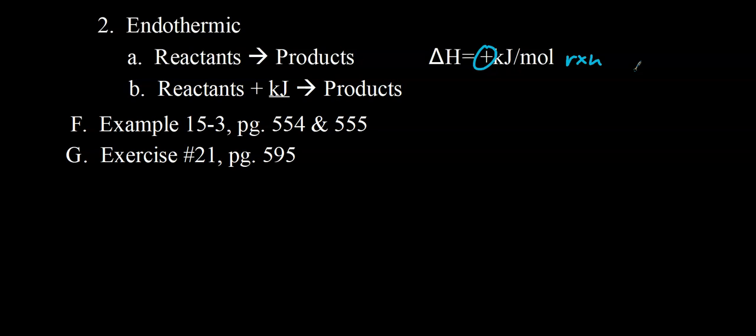All right, let's take a look at some examples. First, on page 554, example 15.3, it says when 2.61 grams of dimethyl ether is burned at constant pressure, 82.5 kilojoules of heat is given off. Find the delta H for the reaction. Now, again, keep in mind, delta H is always in kilojoules per mole of something. And as we mentioned in one of the problems yesterday, per mole of the limiting reactant. So we're only given the mass of one of the reactants, so we'll assume that that is the limiting reactant.